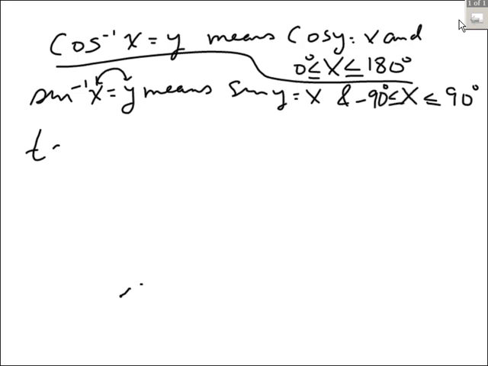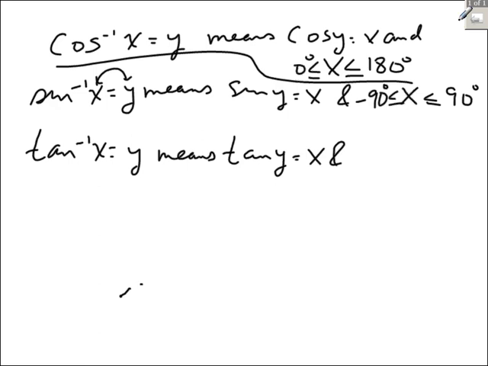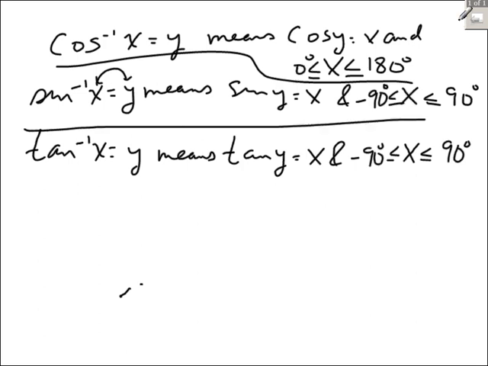Okay, the last one is the tan inverse of x equals y. What does that mean? This means that the tangent of y equals x, and x is in between -90 or negative pi over 2 up to positive pi over 2. Okay, these are definitions. You cannot do any trig inverse problems without knowing this definition.